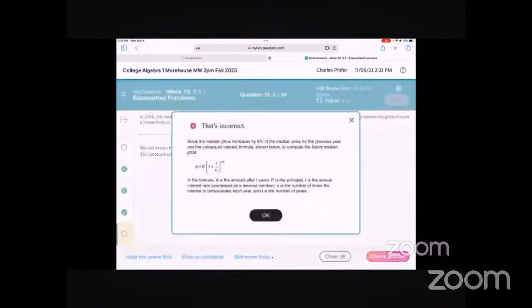Okay, so we didn't use the proper formula. Increase the median price for the previous year. Use the compound interest formula. P is the principal, R is the rate, N is how often the interest is compounded, and T is the number of years. I guess N would just be 1. Let me see.